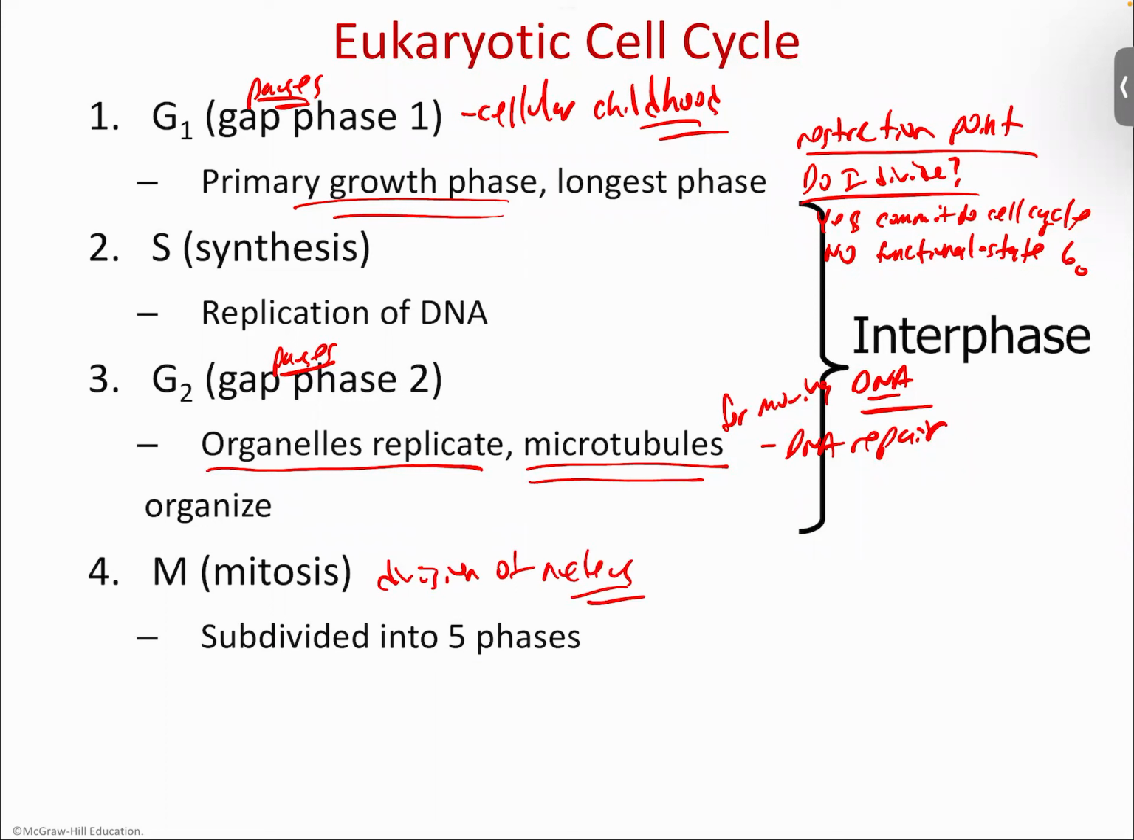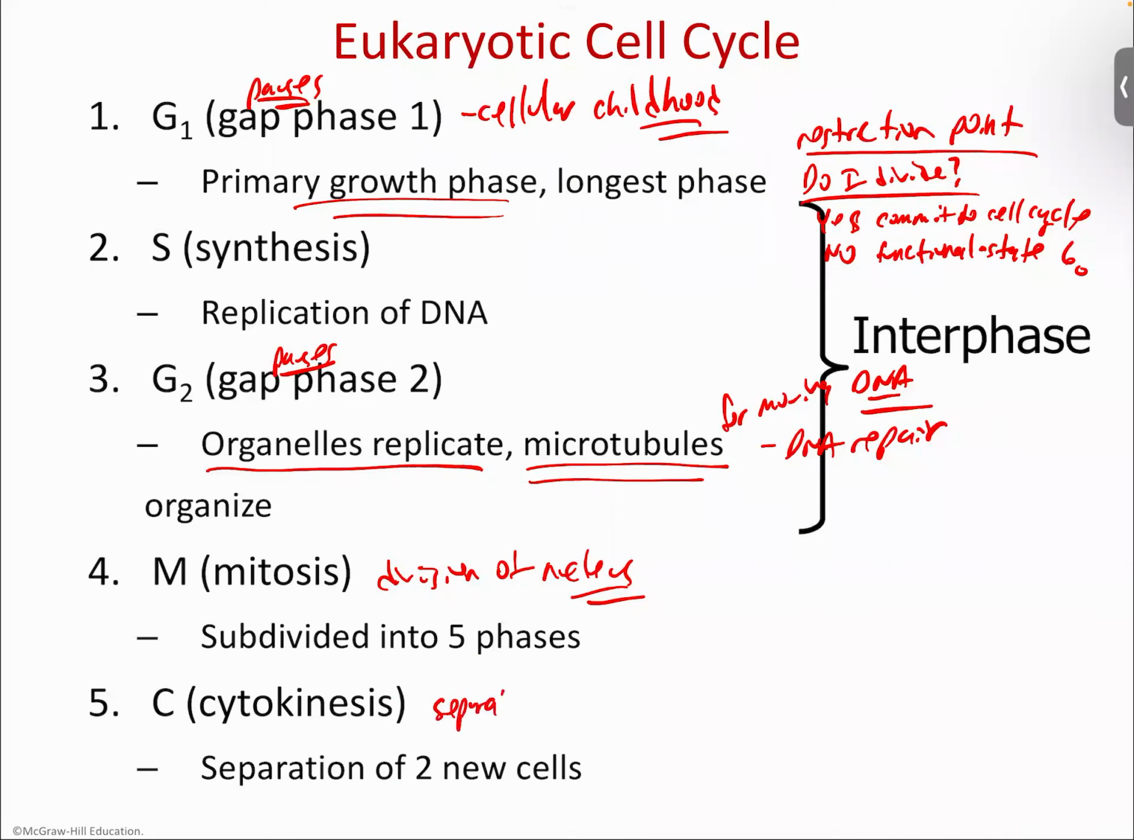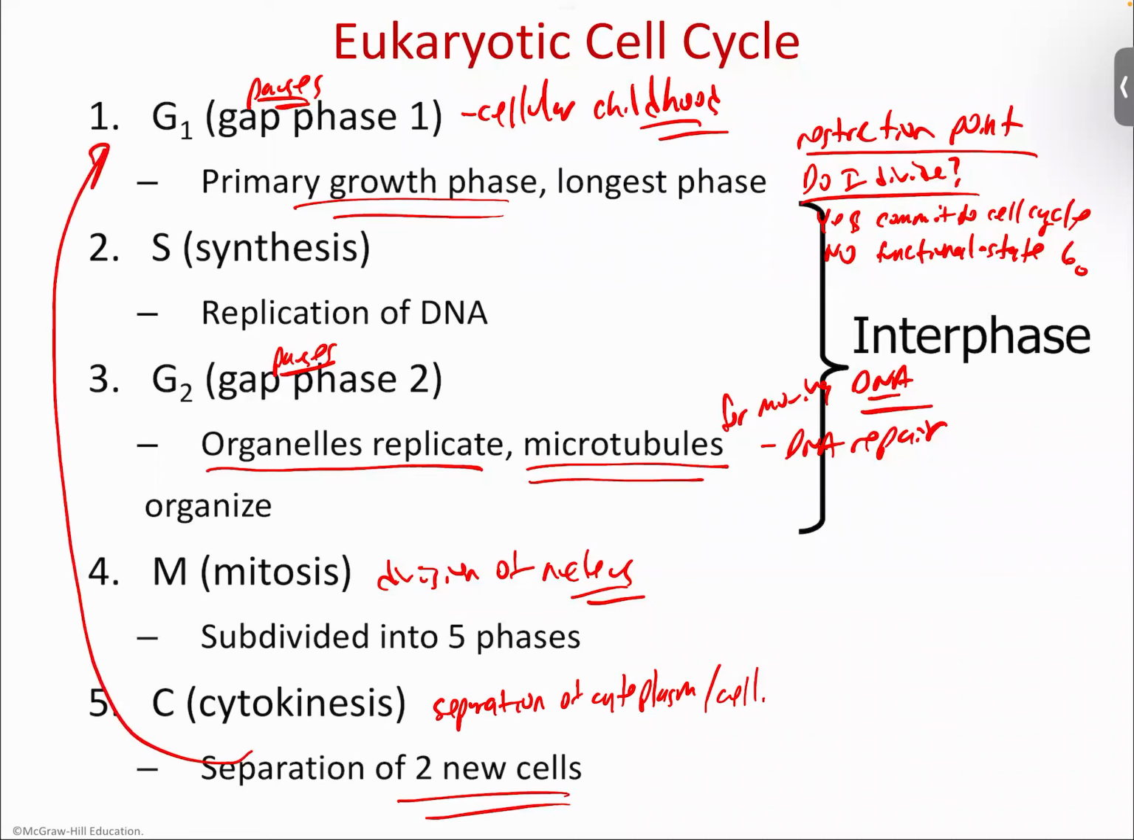And there's 5 different subphases to this, and we'll talk in detail about those. And then you finish this off with cytokinesis, which is the separation of the cytoplasm and the cell into two new daughter cells, which then start their gap one cycle.